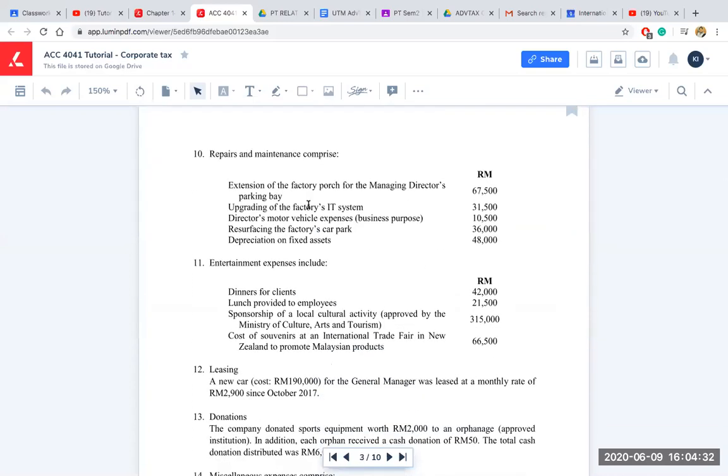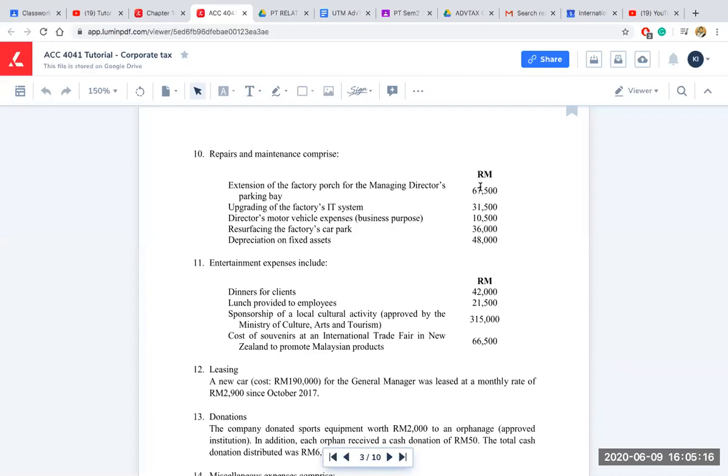Okay. Next is your note number 10. Repairs and maintenance. With repairs and maintenance, mainly you must look at whether it's capital or revenue in nature. If it's capital in nature, then you have to add back. And remember, if it's capital in nature, can you claim capital allowance on the expense? If it's revenue in nature, then it's allowable. Okay. So the first one is expansion of the factory porch. Of course, expansion is capital in nature. The factory porch, managing director's parking bay. I think this one is capital in nature.